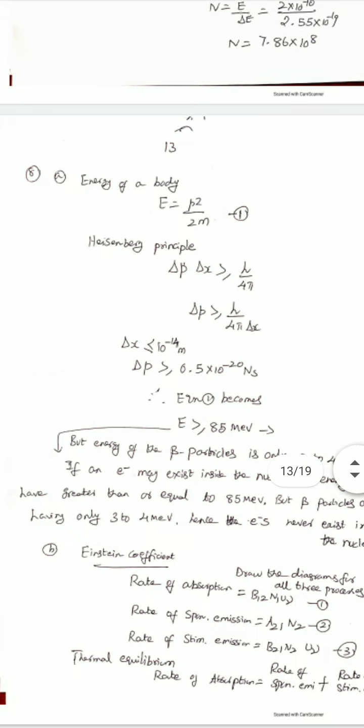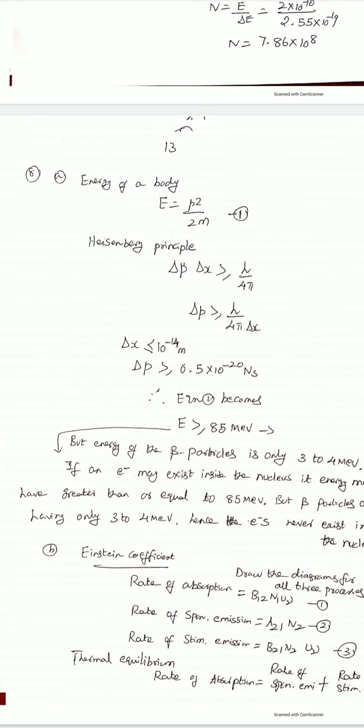From this it is understood that if an electron has to exist in the nucleus, its energy should be greater than or equal to 85 mega electron volts. But during radioactive decay, the energy of the beta particles is only 3 to 4 mega electron volts. So from this it is understood that electrons never exist in the nucleus. So it is proved with the help of the Heisenberg principle.